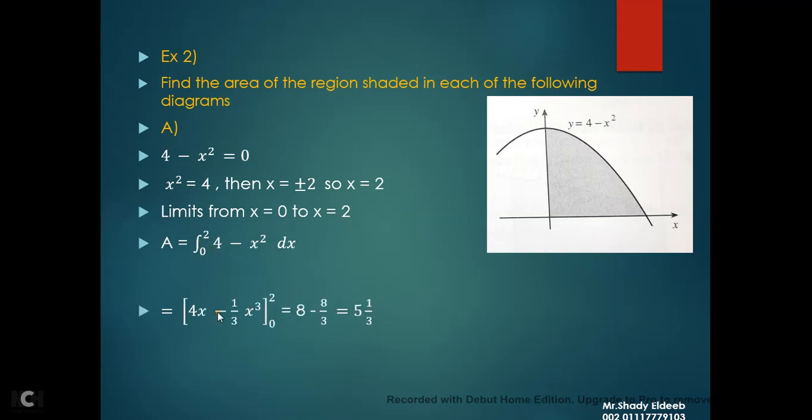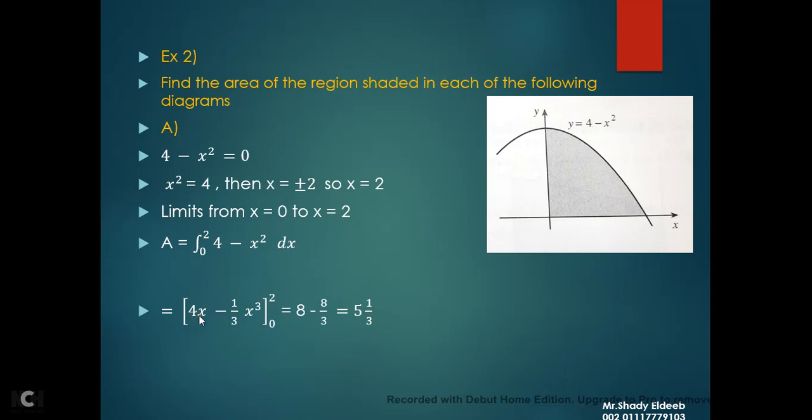Let's start. 4 is constant, so it will be 4x. And we have here x power 2. Let's add 1: 2 plus 1 is 3, so it will be x power 3. And the coefficient here is 1, so it will be 1 over 3. And don't forget to substitute from 0 to 2. It means you substitute 2 instead of x, minus 0 instead of x.